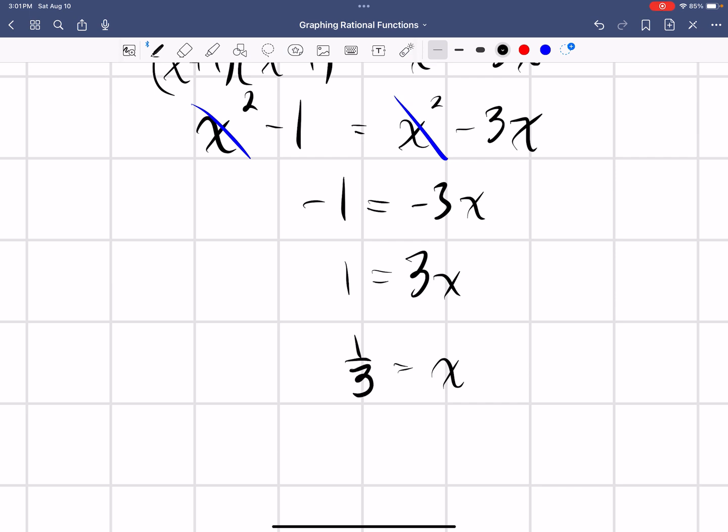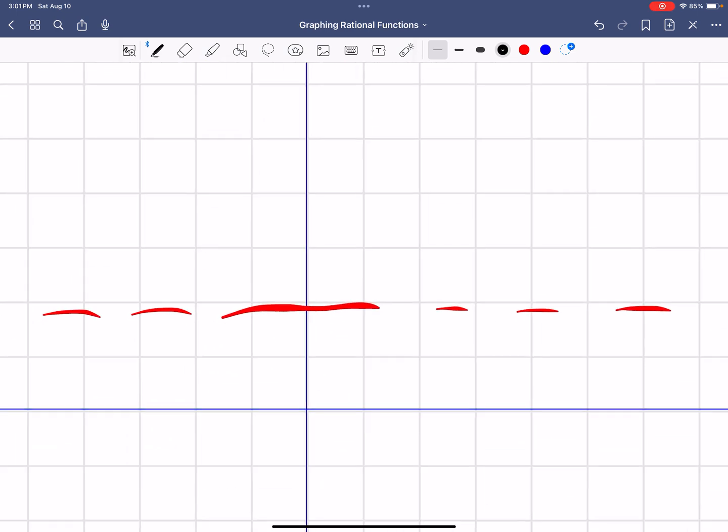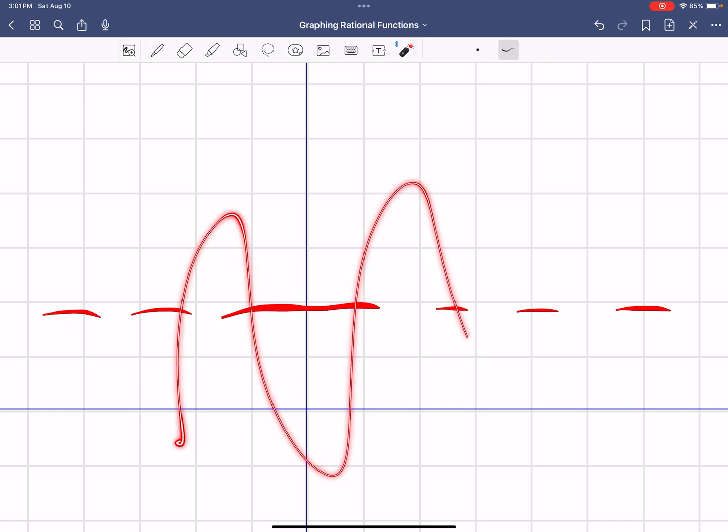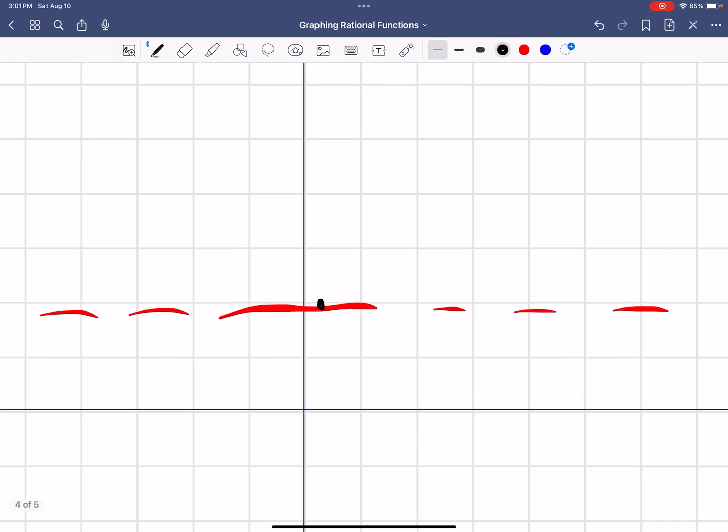So we just found out a very useful piece of information. We found out that our function crosses the horizontal asymptote at x equals 1/3. And that's a useful thing to know. So I know in advance that my function, however it looks, is going to cross my horizontal asymptote at x equals 1/3 right here. So I can make a point there.